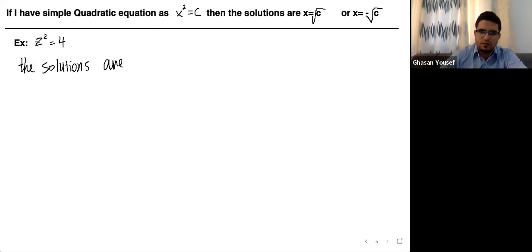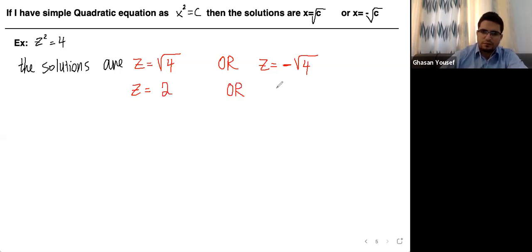So the solutions are z equals the square root of 4, or z equals the minus square root of 4. What is the square root of 4? 2. It's correct. Or z equals minus 2. Done.